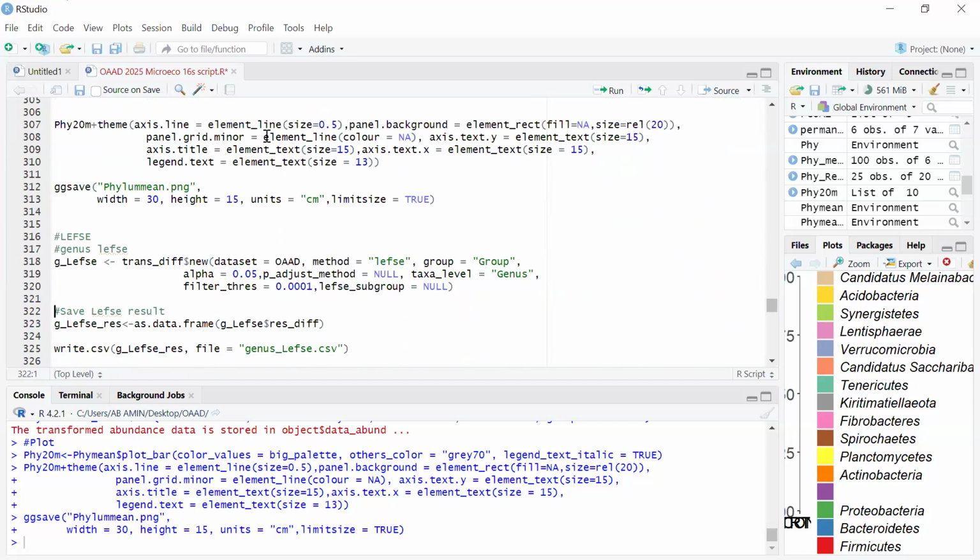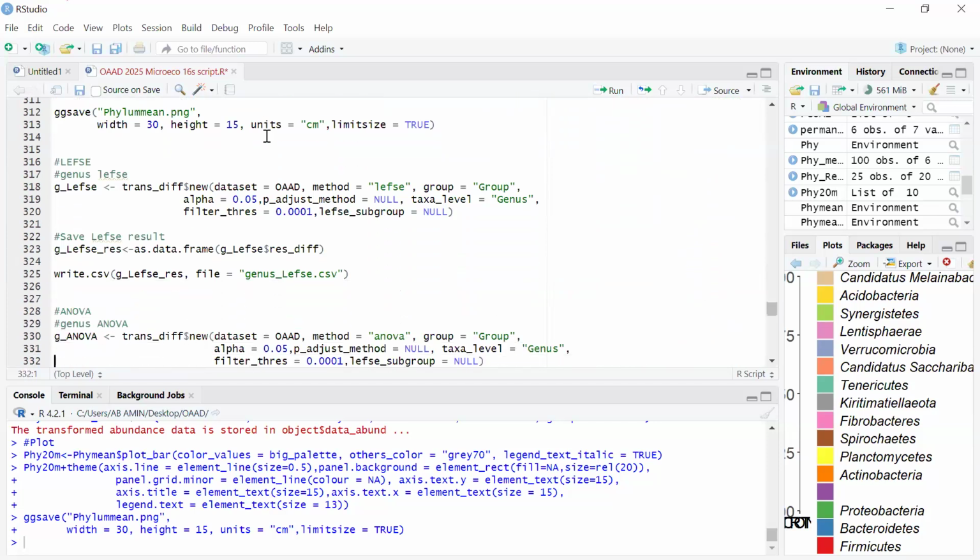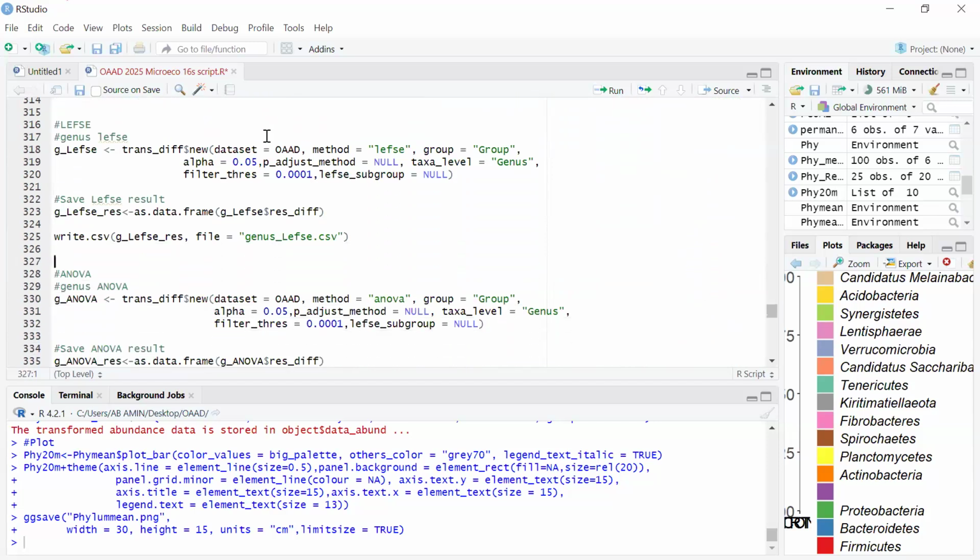This is the LEfSe plot. LEfSe, linear discriminant analysis effect size, can be done at genus level, at phylum level, or at species level. But in most publications I have seen, they are mostly calculated at genus and phylum level for greater capture.